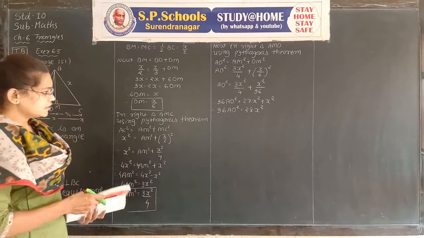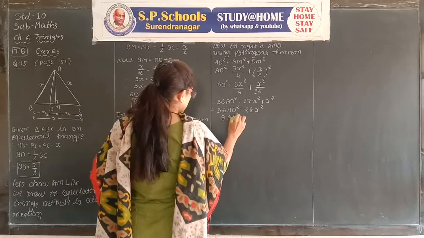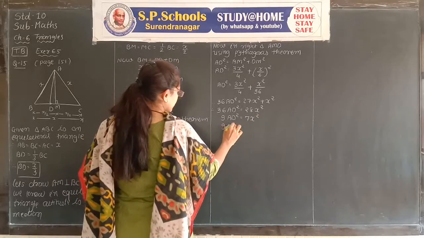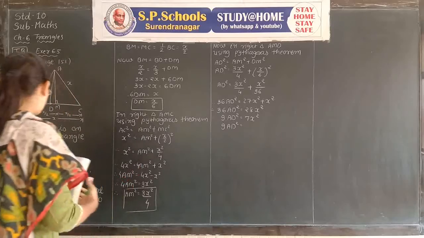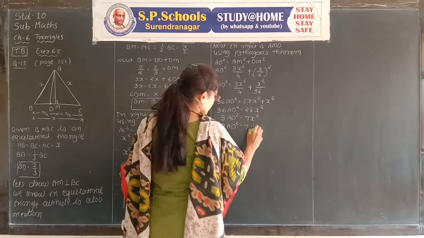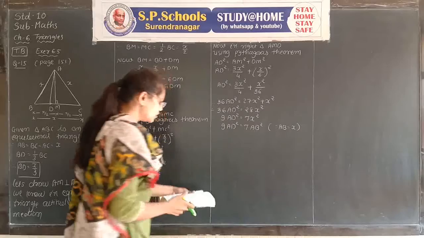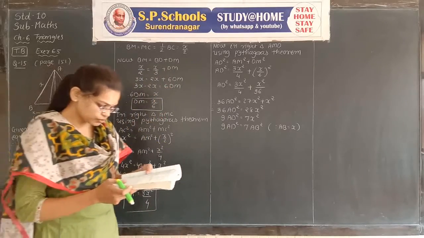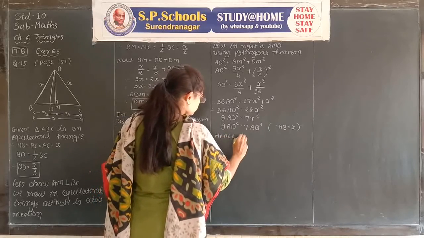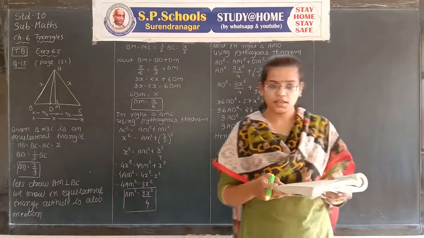36 and 28, now take 4 as common. 4 nines are AD square and 4 sevens are. That's why 9 AD square, now we replace x square with AB square because AB is equal to x, equals 7 AB square. 9 times AD square is equal to 7 AB square. Hence proved. Here question number 15 is completed.